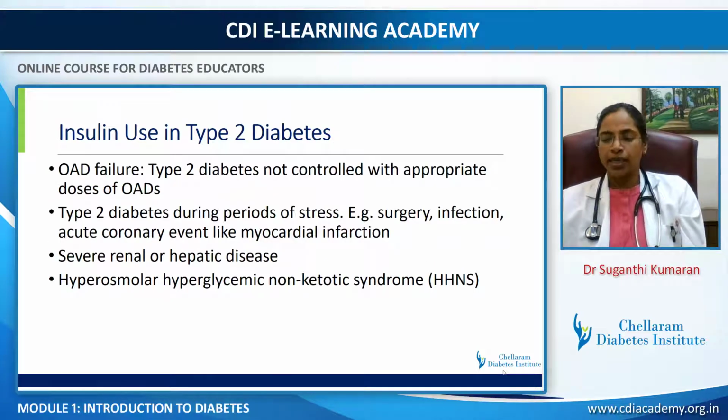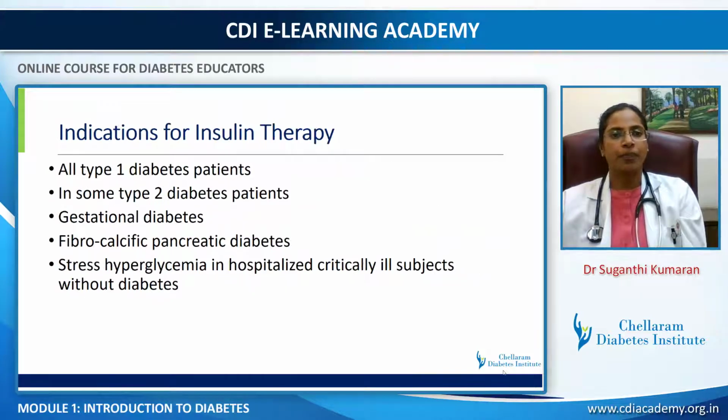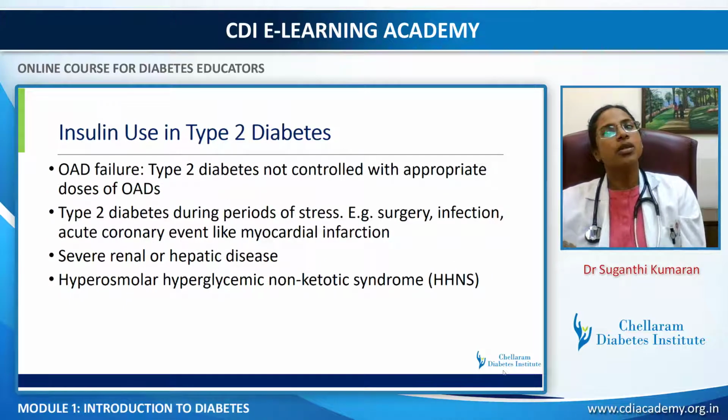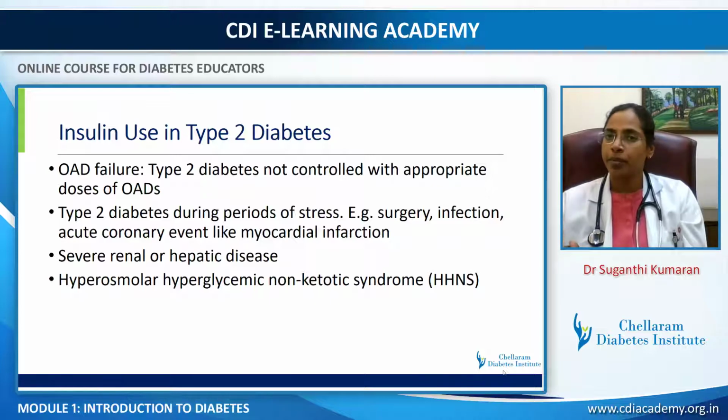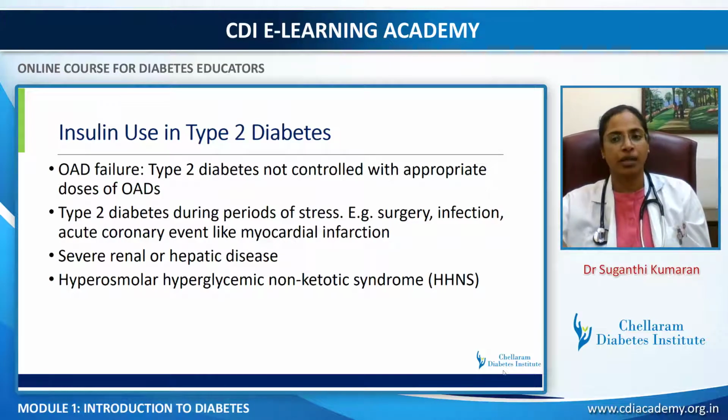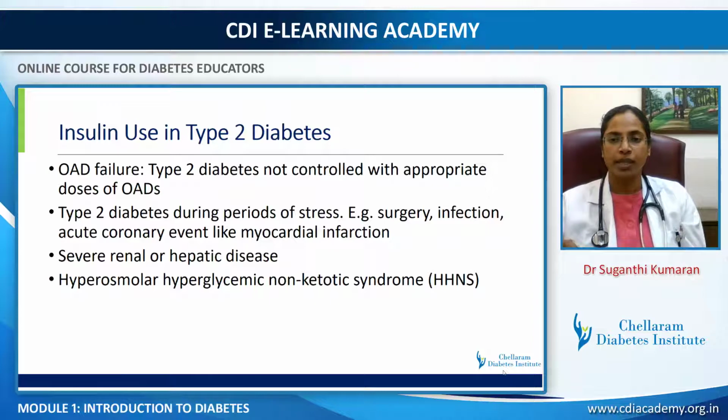Now, insulin use in type 2 diabetes patients. When there is oral anti-diabetic medication failure, as I mentioned earlier, type 2 diabetes does not get controlled with medications, so we start them on insulin. During periods of stress, again we can consider giving them insulin, because of the quicker acting nature and better control of sugar. This is a preferred modality.